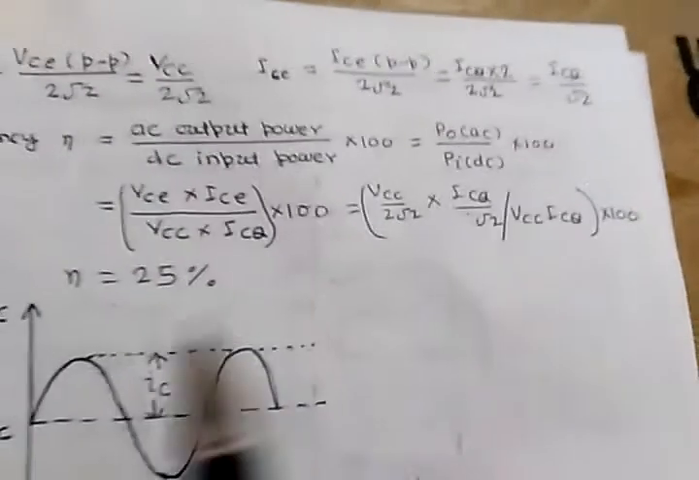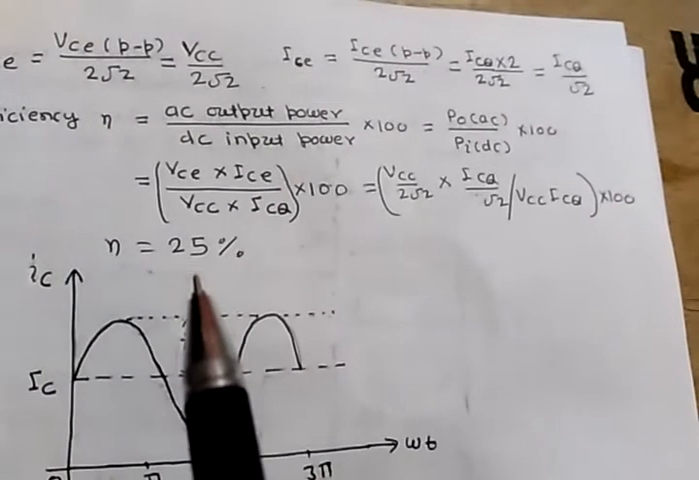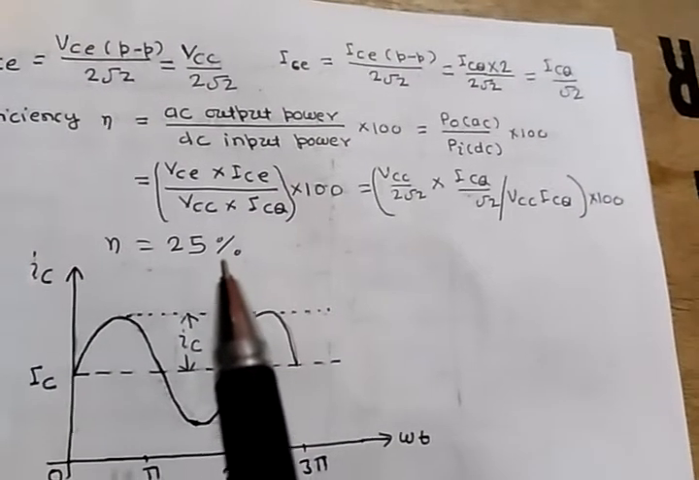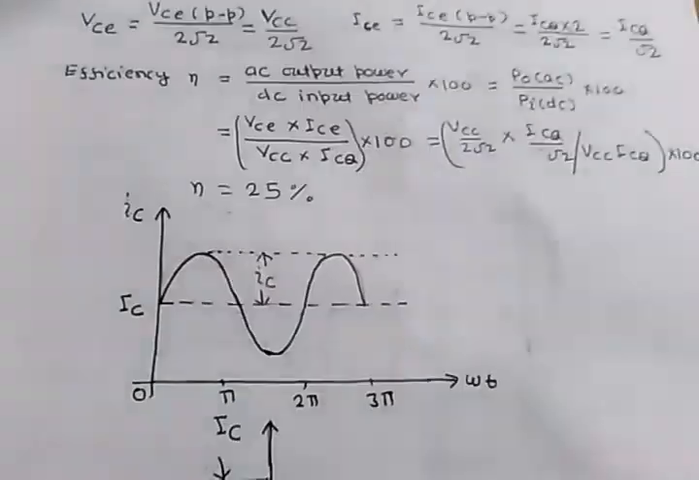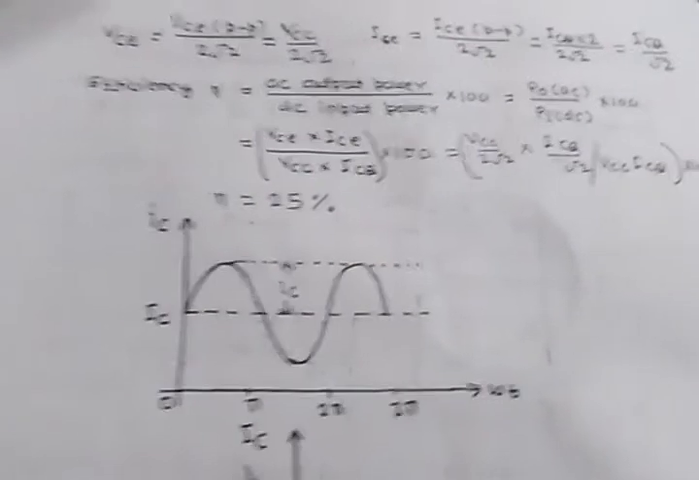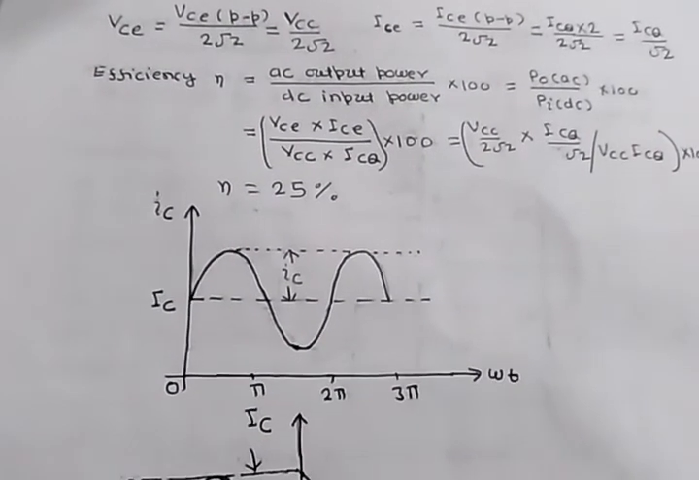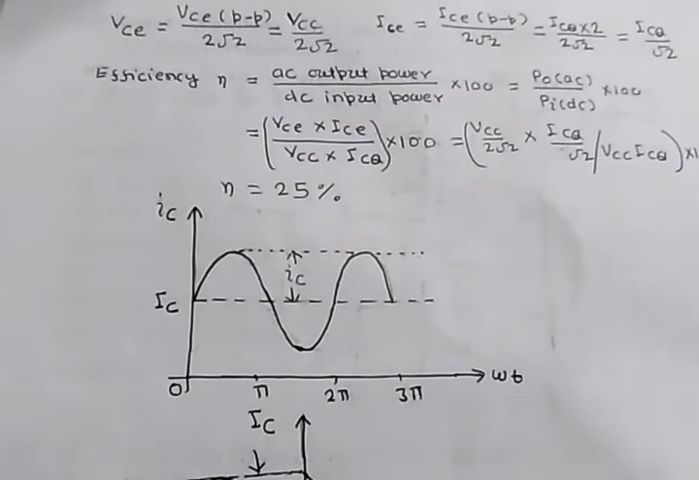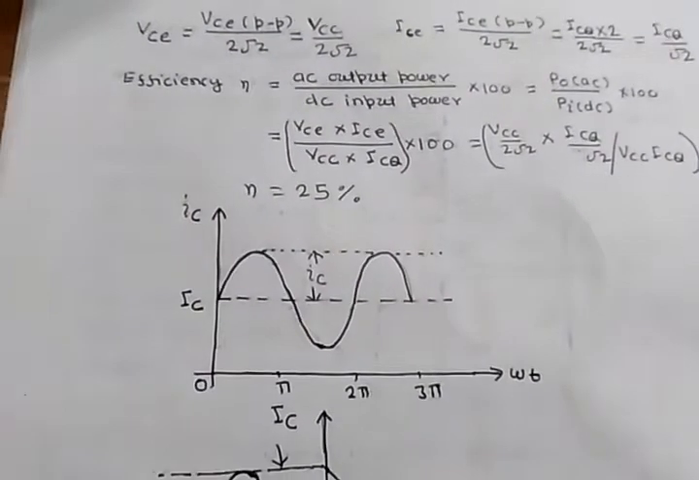On simplification of this expression we will get 25%. So the efficiency of a class A amplifier is 25%. In a class A amplifier efficiency is very poor. It is just only 25%.